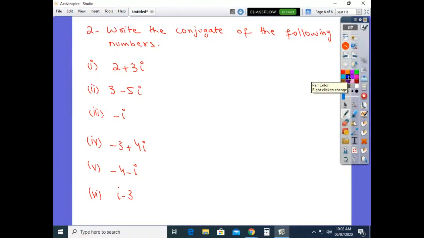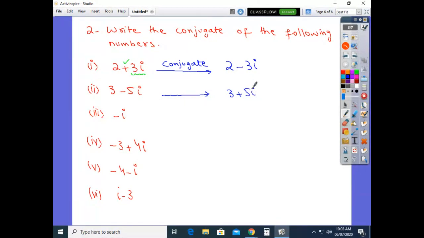Here we change the sign of iota, then its conjugate becomes 2 minus 3 iota, because the value of iota contains a positive sign. We change this positive sign into a negative sign, and we get the conjugate of a complex number. Similarly, we write all the conjugates of the numbers. 3 plus 5 iota.